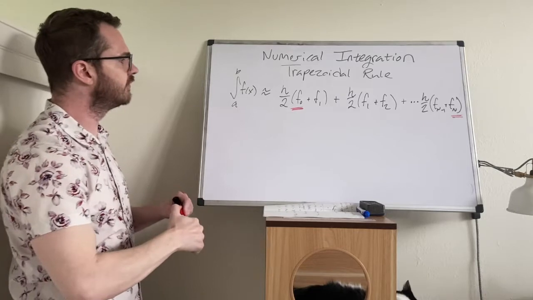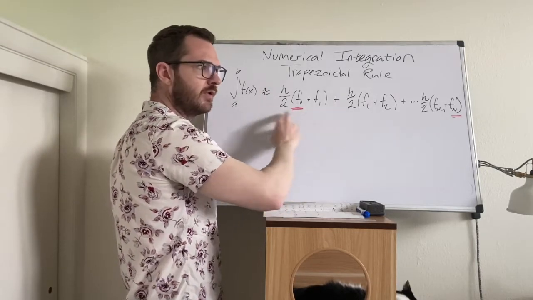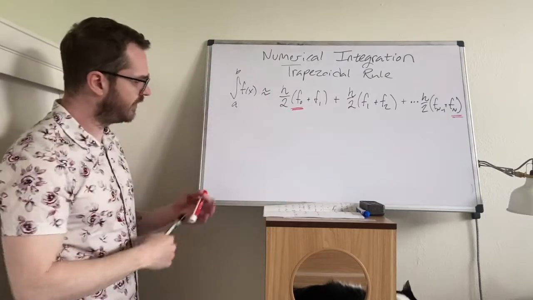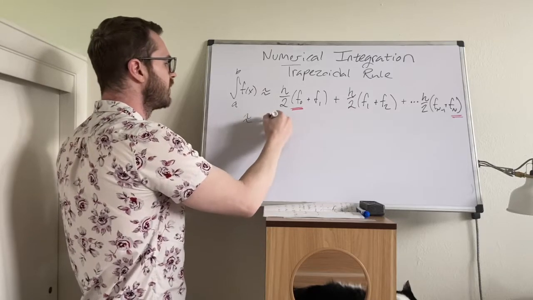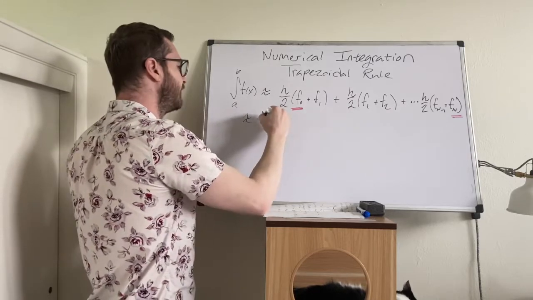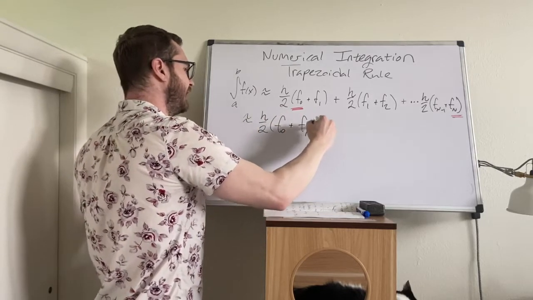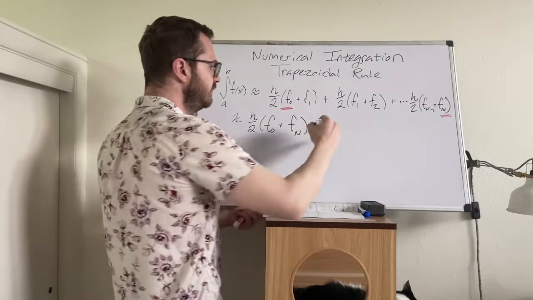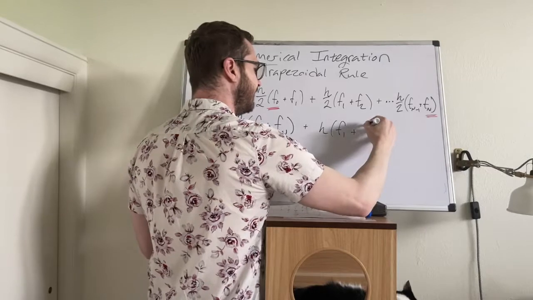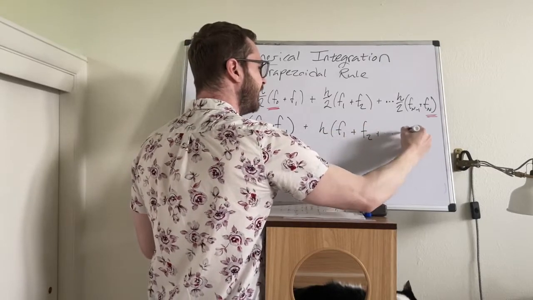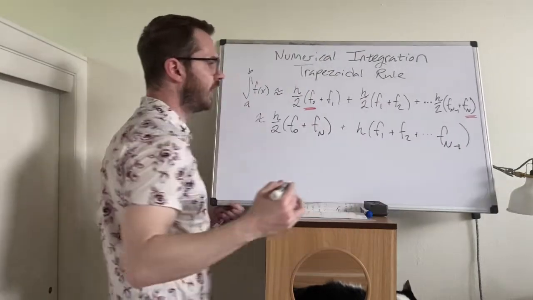So if you were going to distribute the h over 2, you would have two f1s. So the 1 over 2 would cancel. So this approximation ends up simplifying down to this. Let's write it as h over 2 times f0 plus fn, and then plus h times f1 plus f2 plus dot, dot, dot, and then this one goes down to n minus 1.